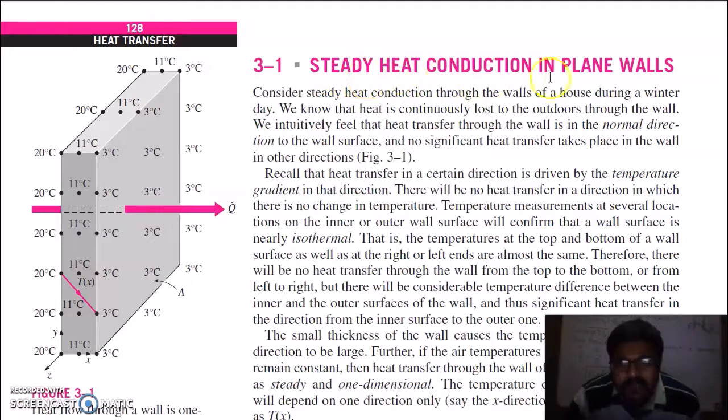Steady heat conduction in a plane wall. Consider a steady heat conduction through the wall of a house during a winter day. We know that heat is constantly lost to the outside through the wall. We feel that the heat transfer through the wall is in the normal direction to the wall surface, and no significant heat transfer takes place in the wall in the other directions.